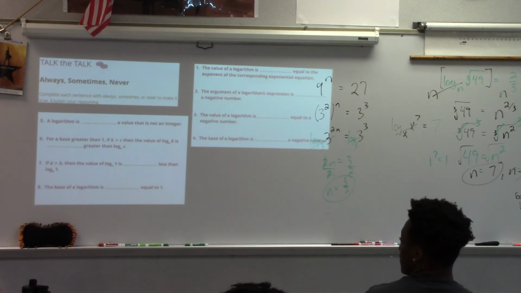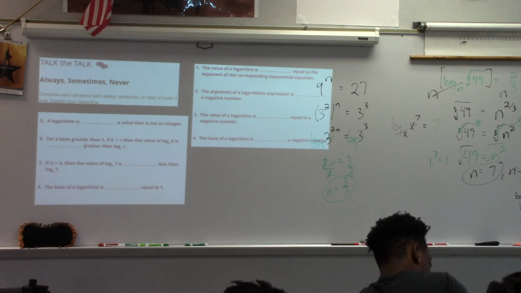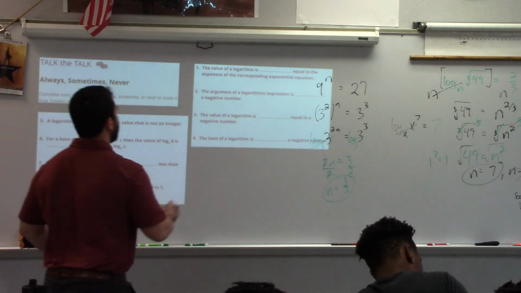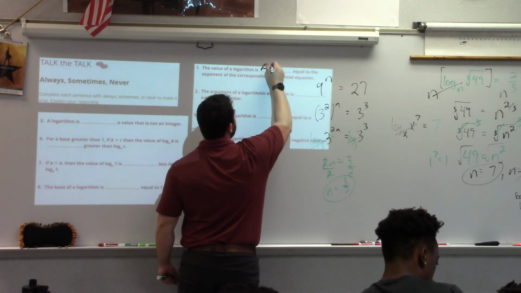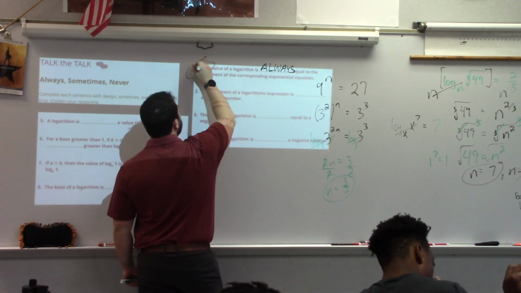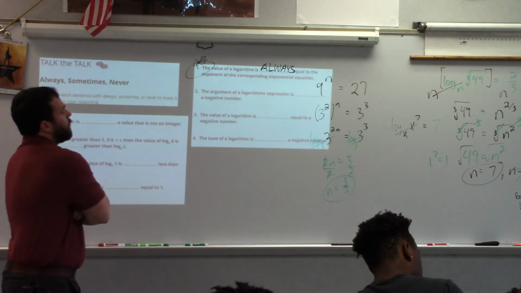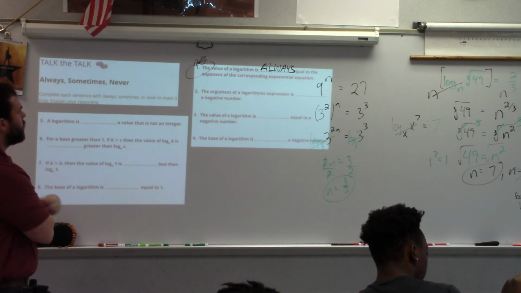Always. Yeah. Literally, what is a logarithm? I was using always, sometimes, never. Always, sometimes, or never. Yes, sorry, I should have clarified. But always, this is probably the most important one to recognize. That is huge. The value of a logarithm is an exponent. It is always equal to an exponent.